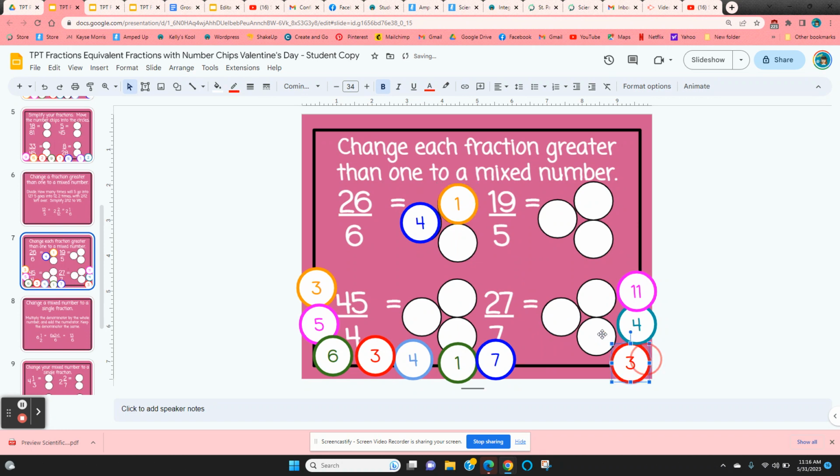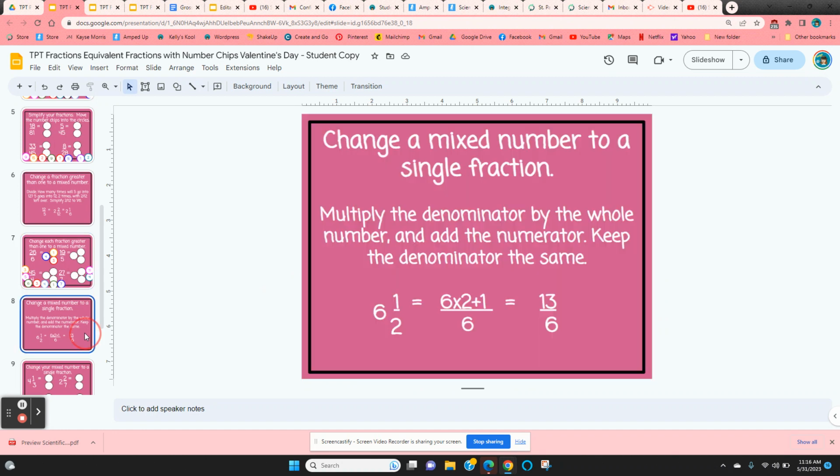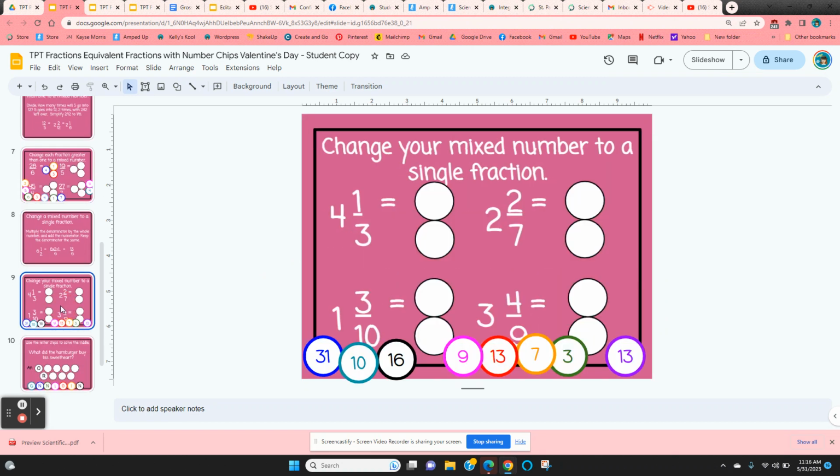So that's where it can get a little bit tricky. But the number chips will tell them where they've made an error, so they can always go back and look if the numbers aren't working. All right, slide 8 shows them how to change a mixed number to a single fraction. So for example, 3 times 4 is 12, plus 1 is 13, so they're going to move the 13. And then the denominator stays the same, 13/3.